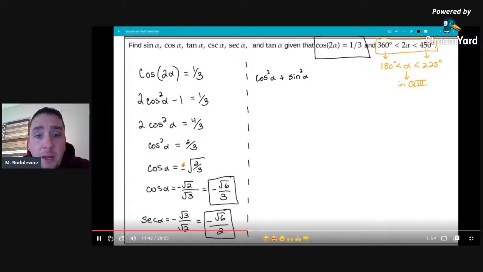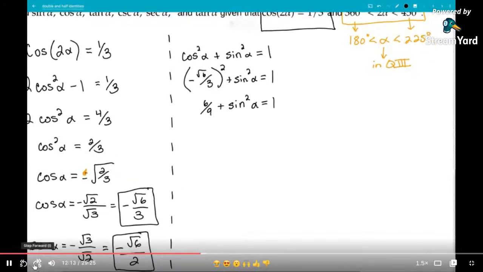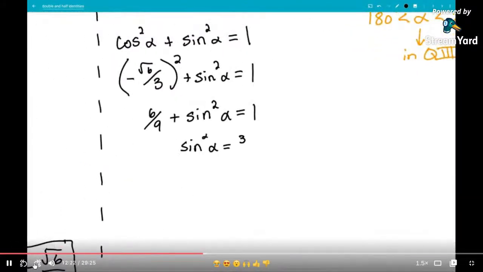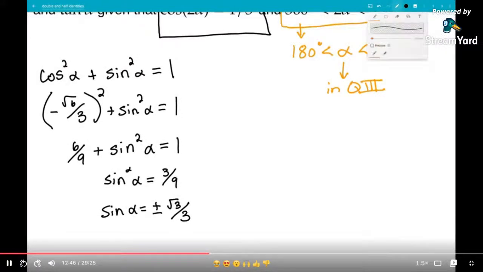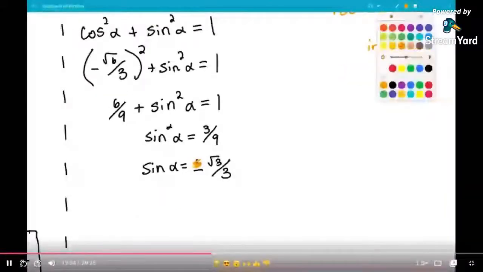How can we find the remaining 4? Fall back on the Pythagorean identity, that cosine squared plus sine squared equals 1. I'm going to make the substitution using the answer I found previously. And I'll probably just give this a little kick here because at this point it's basic algebra. I'm subtracting 6/9. I'm taking a square root. That really should be plus and minus. There we go. But we already know that alpha is in quadrant 3, so I can ditch one of the signs. In quadrant 3, sine is negative, and we're done.